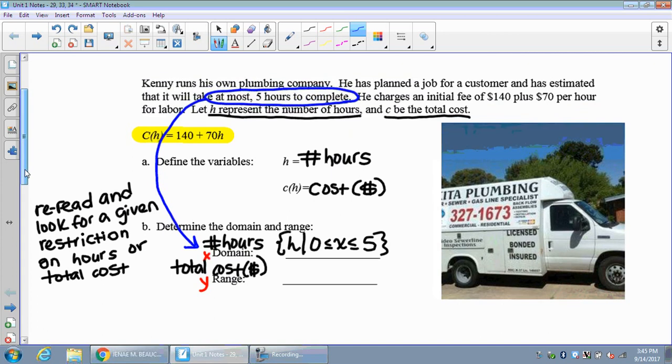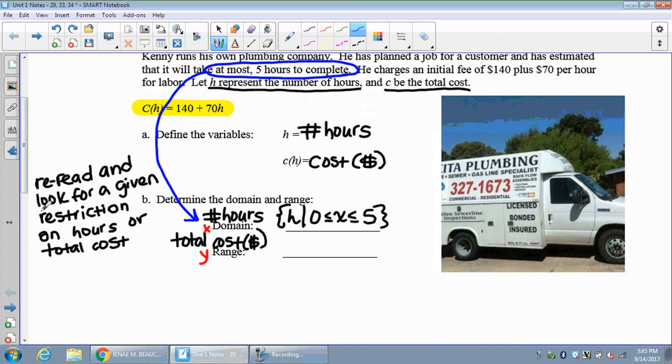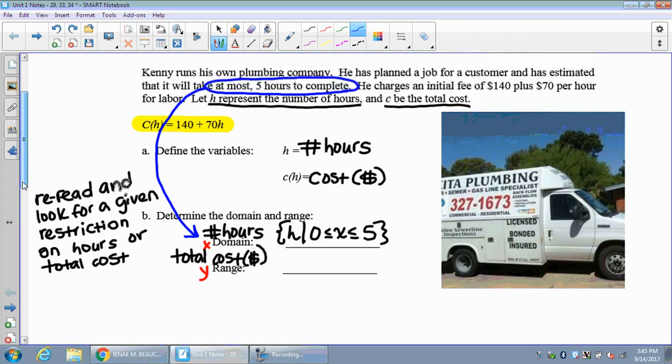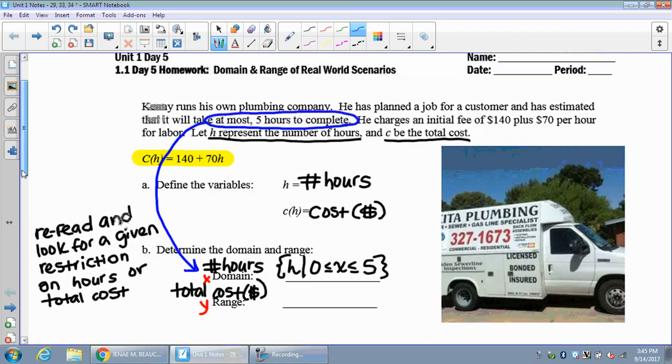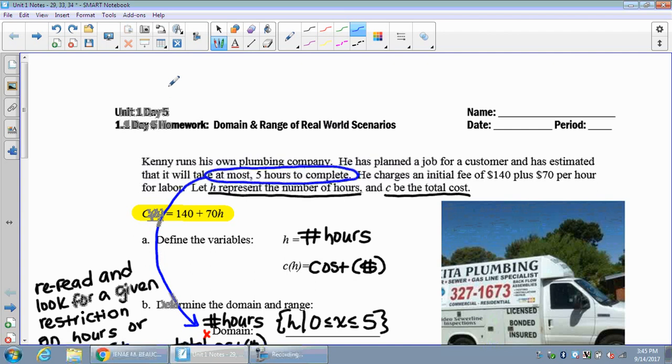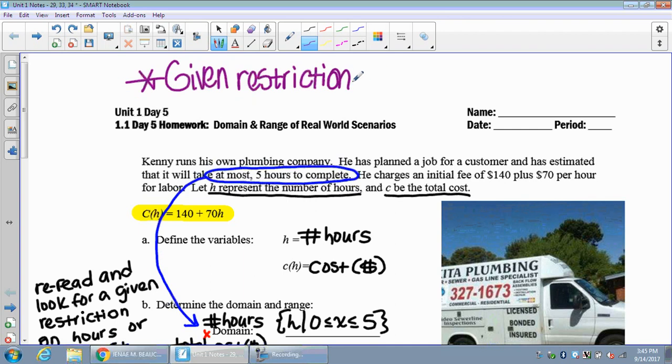So we have successfully reread and looked for the given restriction on hours or cost, and we found one on hours. So the fact that it was hours means we were given a restriction for the domain. So at the top, can you make it super big, given restriction on domain.